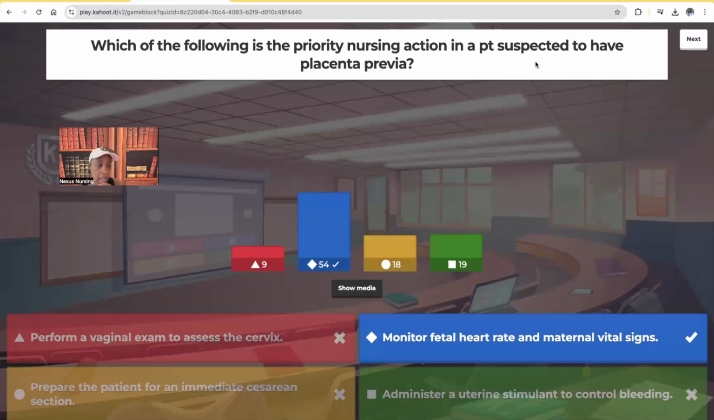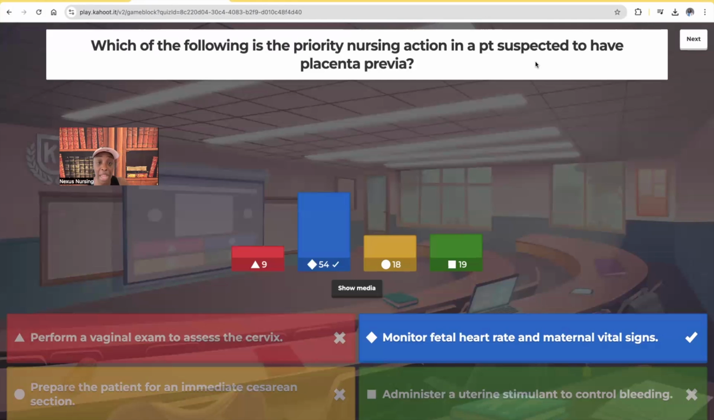Look at the first option, perform a vaginal exam to assess the cervix. Are you crazy? Did I not just tell you that in this condition, the placenta is implanted in the lower portion of the uterus, partially or completely covering the cervical os? So you're not going to be doing any vaginal exam. Matter of fact, you're going to teach that patient, guess what? No sexual intercourse for you. I'm so sorry.